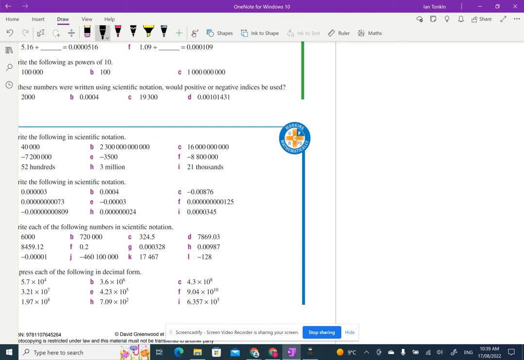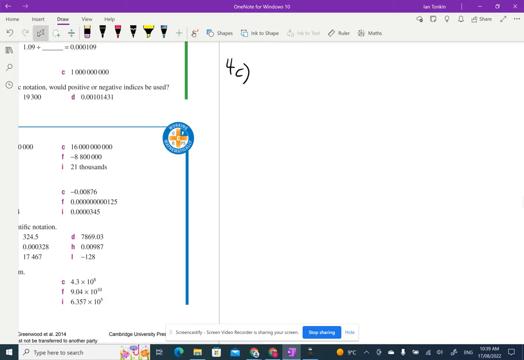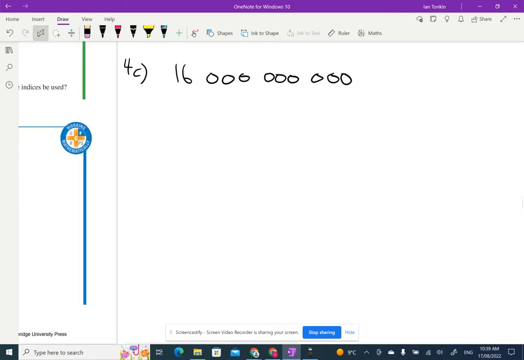So the first one, I have 4C, and I've got 16,000 million. I know some people will like to refer to this as a billion, but that's not actually true. So it is, they changed it. So all you have to do is imagine that the decimal point is currently here, and we're going to move it until we get a number between 1 and 10. And we just got to count the number of times we move it. 1, 2, 3, 4, 5, 6, 7, 8, 9, 10.